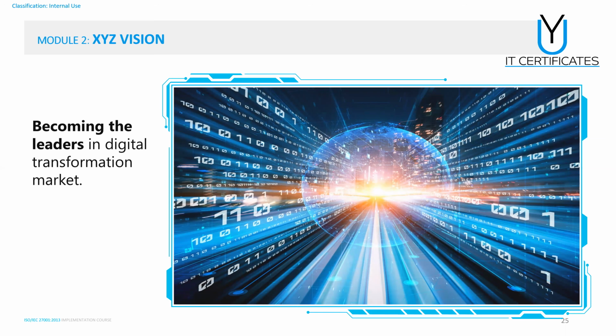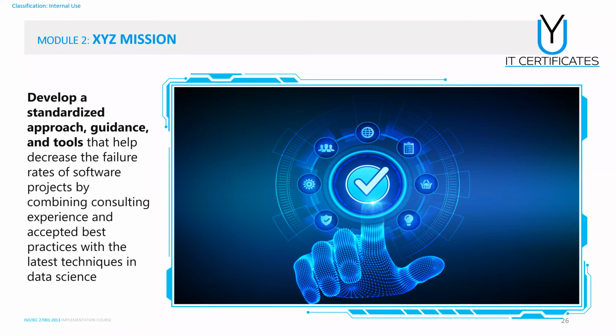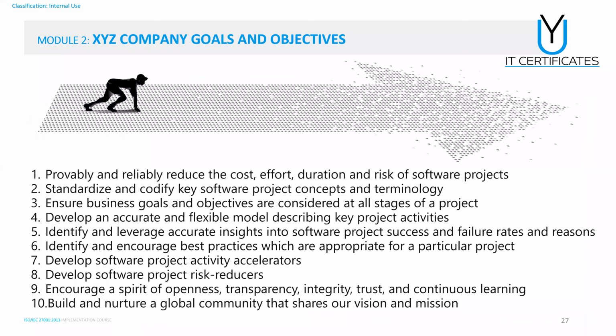What is the vision? The vision for this company is to become the leaders in the digital transformation market. And the mission of the company is to standardize approach and tools that will minimize failure of software projects. This is the mission of the company, and we are specialized in providing customized applications and on-shelf applications. These are the goals and objectives for the company. I will leave you for 1 minute just to have a look at it.